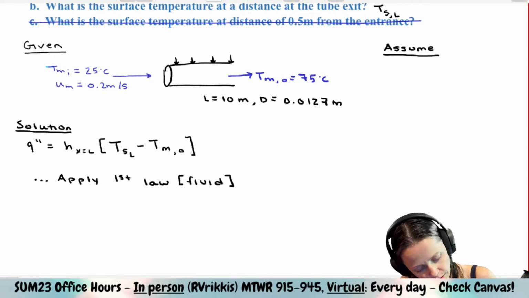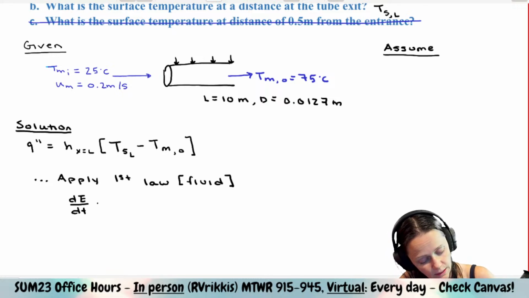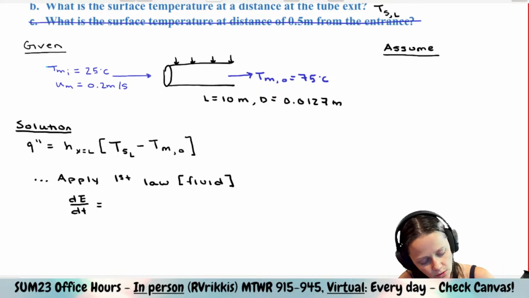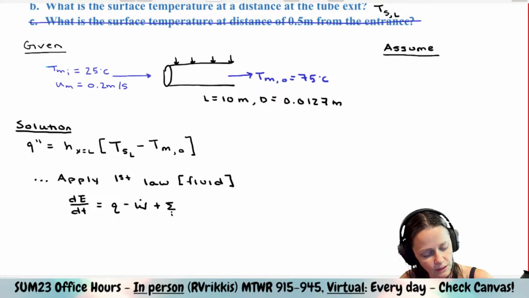So I have dE/dt, and this is equal to Q dot minus W dot. I'm going to go ahead and put this in terms of lowercase q, like we use in class. So it'll be little q minus W dot plus the sum of things coming in. So I have enthalpy plus kinetic energy plus potential energy all coming in, minus the same thing going out.